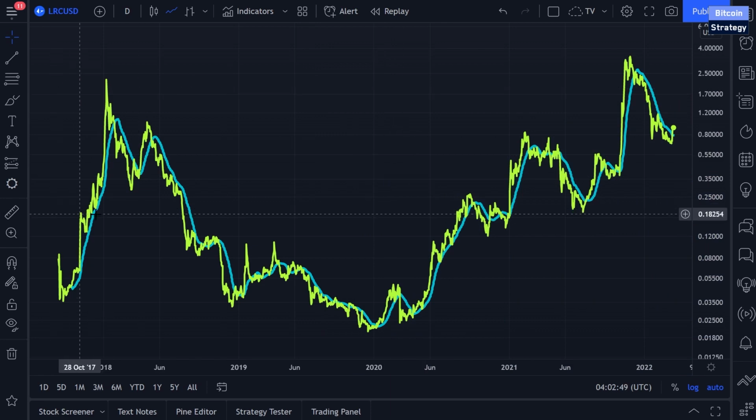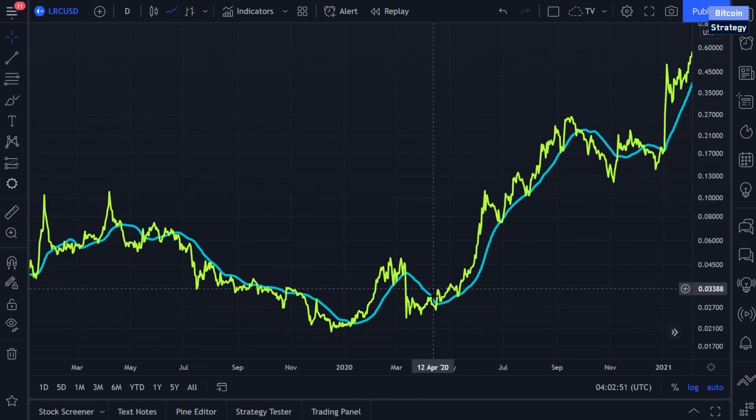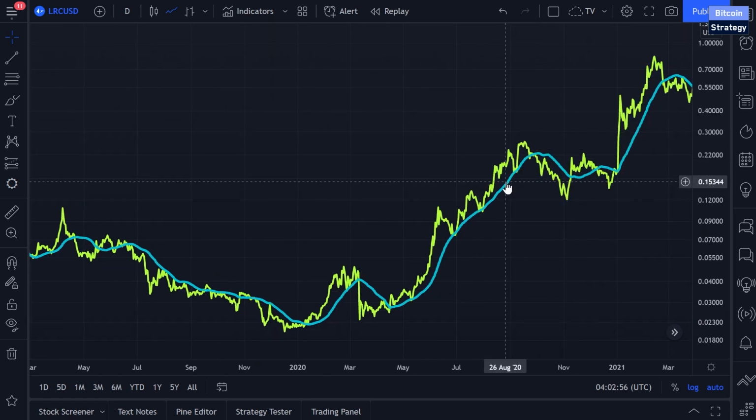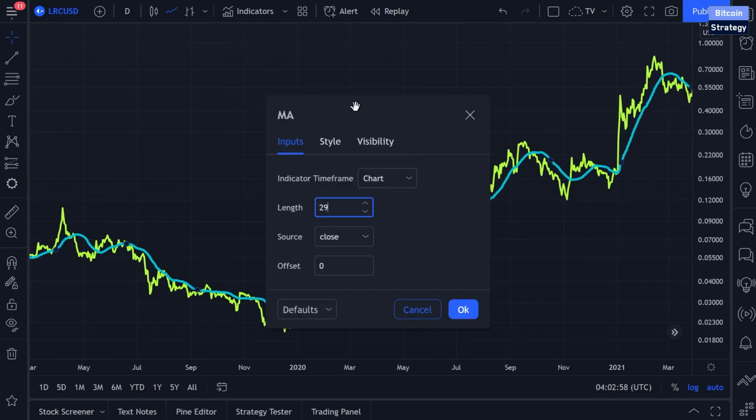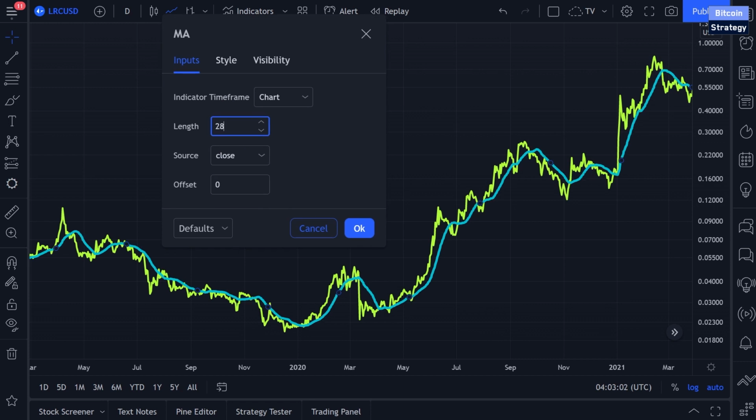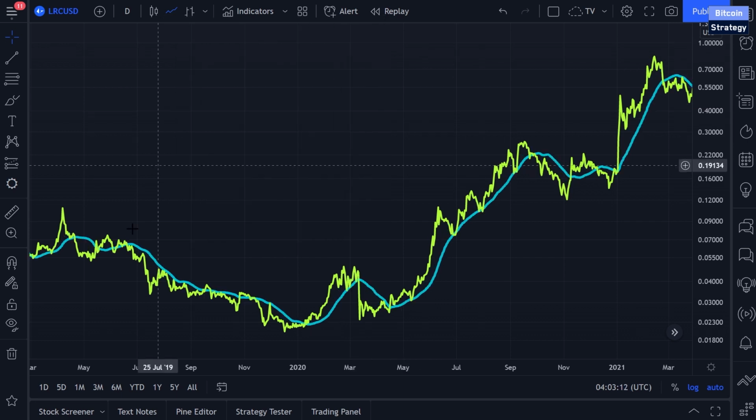And so how can we time this? We can buy whenever the price is above the moving average, right? We can sell whenever the price is below. The question though is, what kind of duration for the moving average should you take? Should you take, say, the 50-day moving average? Should you take, say, the 30-day moving average? What's historically actually the best when looking at Loopring?